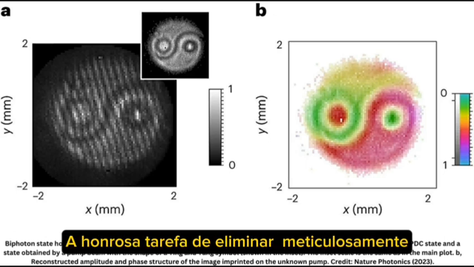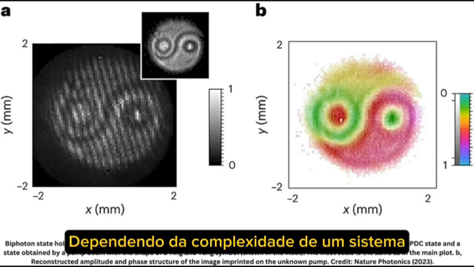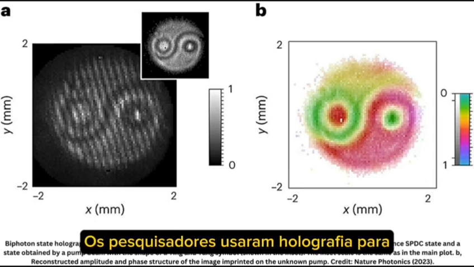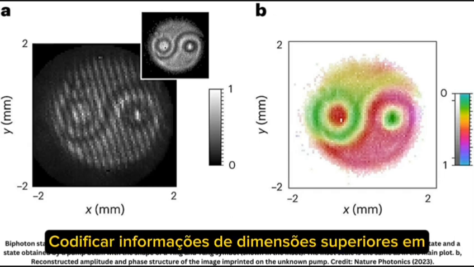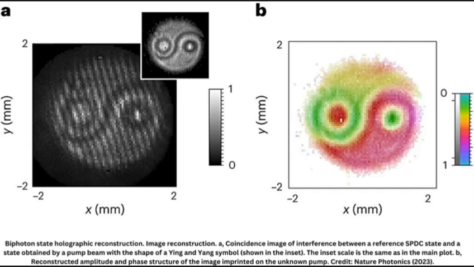This leaves scientists with the onerous task of painstakingly weeding out nonsensical, unphysical states, an effort that can take hours or even days depending on a system's complexity. To get around this, the researchers used holography to encode information from higher dimensions into manageable, lower-dimensional chunks.